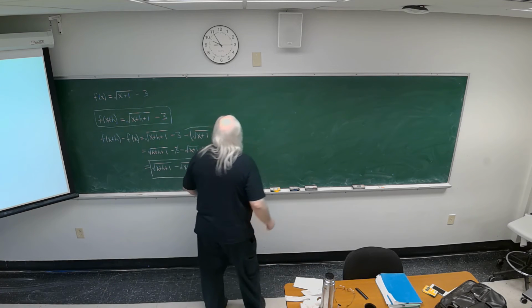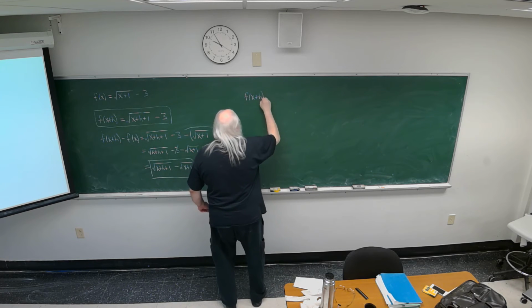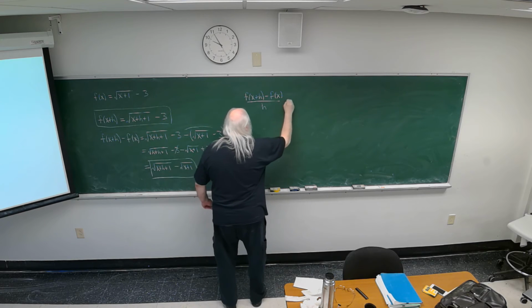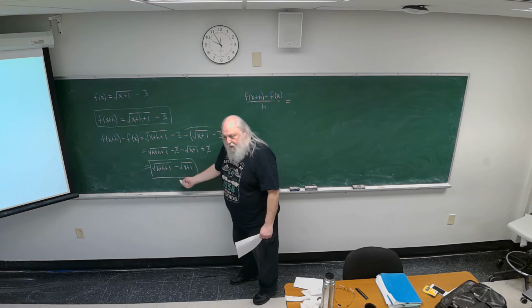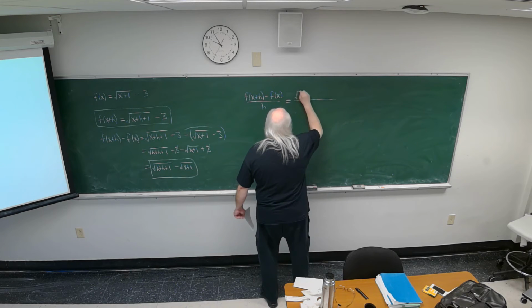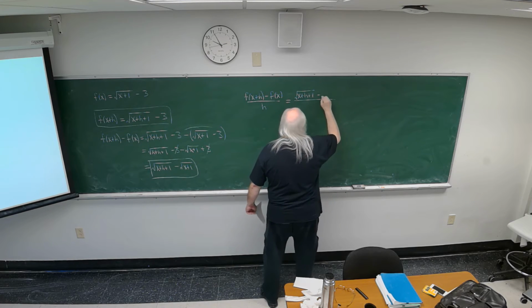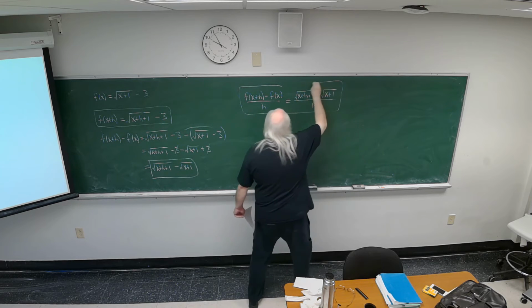Now the difference quotient, f of x plus h minus f of x over h. We divide this in the rectangle by h, right? And we have the square root of x plus h plus 1 minus the square root of x plus 1 over h. And you can't simplify that.